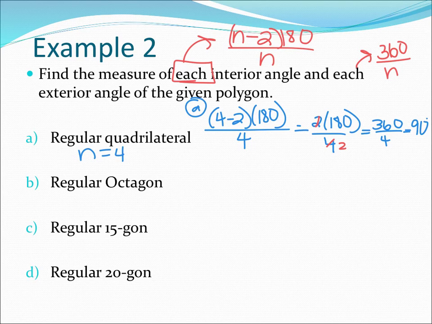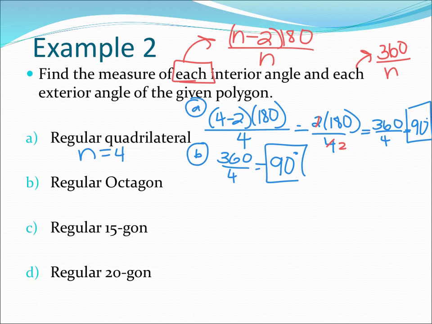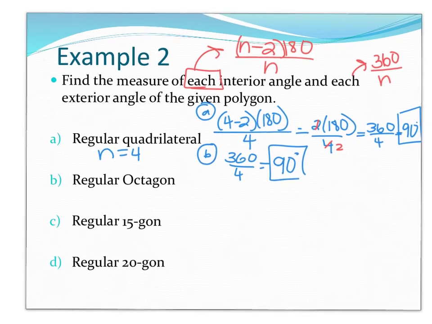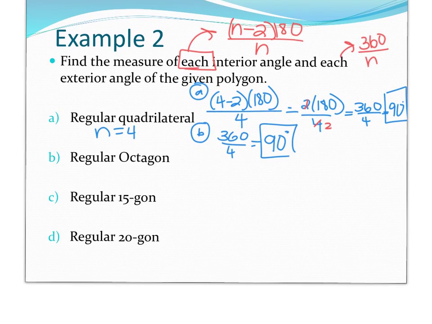I haven't even got there yet. No, you're fine. So then this one, each exterior would be 360 divided by 4, which is also 90 degrees. So for a regular quadrilateral, each interior and each exterior would be 90 degrees. With me so far? Yeah?